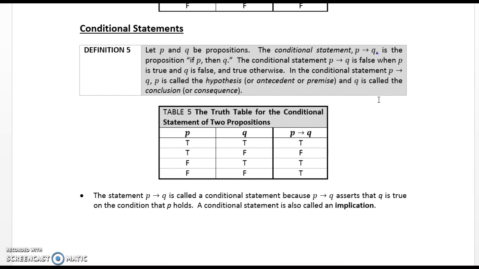Conditional statements. Definition 5. Let P and Q be propositions. The conditional statement, P implies Q, is the proposition if P, then Q. The conditional statement, P implies Q, is false when P is true and Q is false and true otherwise. In P implies Q, P is called the hypothesis or antecedent or premise, and Q is called the conclusion or consequence. Table 5 shows the truth value for the conditional statement of two propositions.